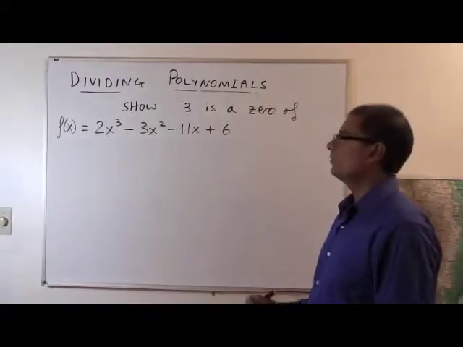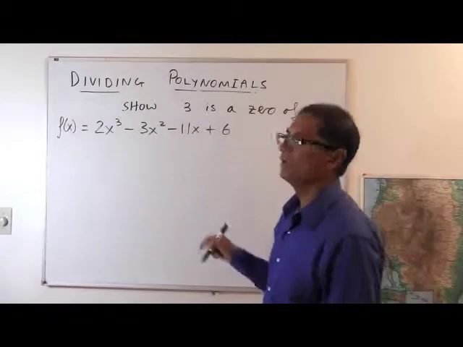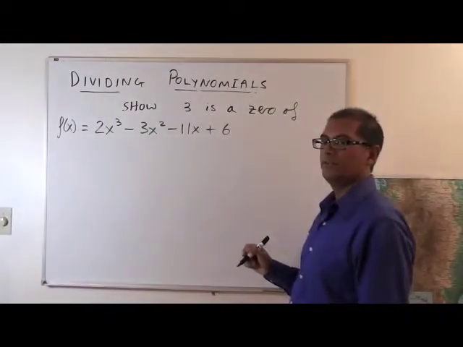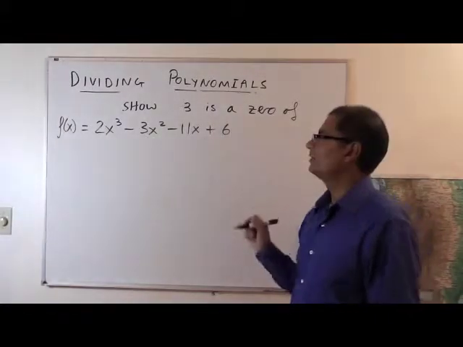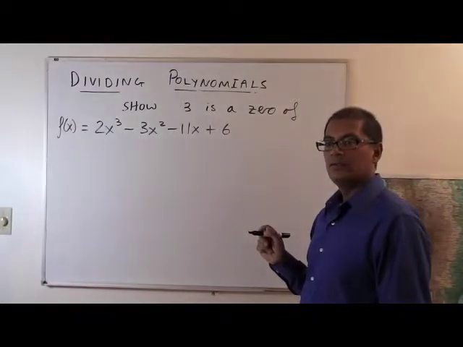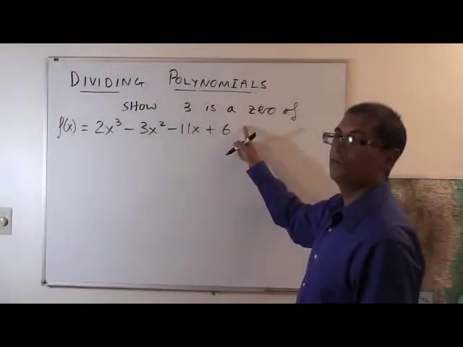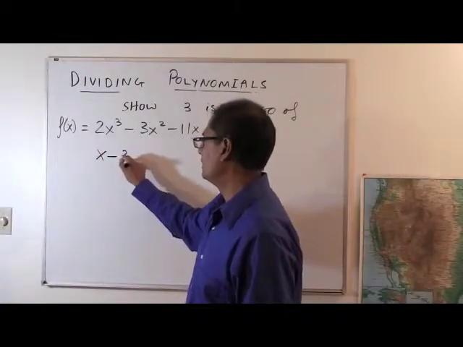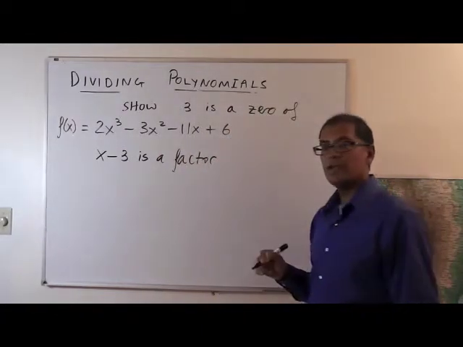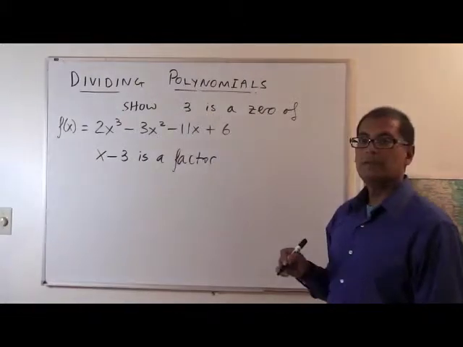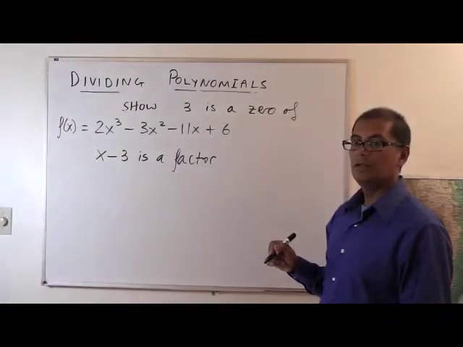So this question asks you to show that 3 is a 0 of this function, 2x cubed minus 3x squared minus 11x plus 6. If it's a 0 of this function, it means when you plug it into the function, it gives you 0. So there are two ways to show the 0. We could divide by the factor. If 3 is a 0, that means x minus 3 is a factor. If x minus 3 is a factor, when I do my division, we should get no remainder.